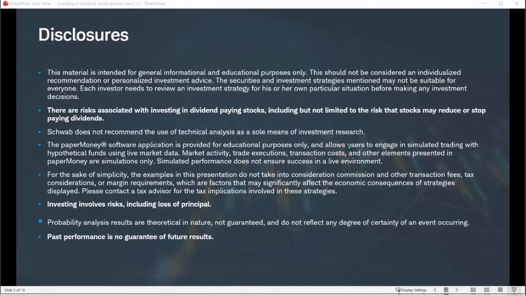Before we get too far into this, let me just mention a few important disclosures. One, the material today is intended for general informational and educational purposes only. We'll look at individual stocks today, but don't consider those to be an individualized recommendation. They're just examples. And there are risks associated with investing in dividend-paying stocks, including, but not limited to, the risk that stocks may reduce or stop paying the dividends. We'll see some examples of that today.